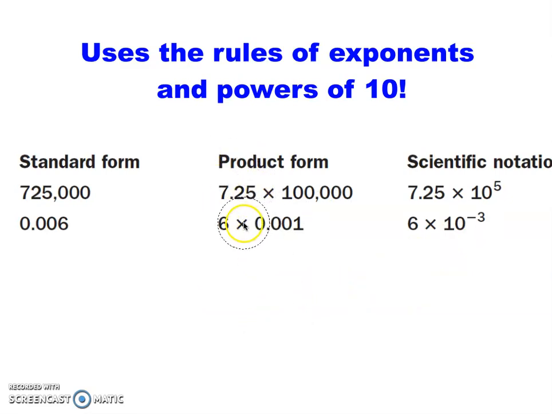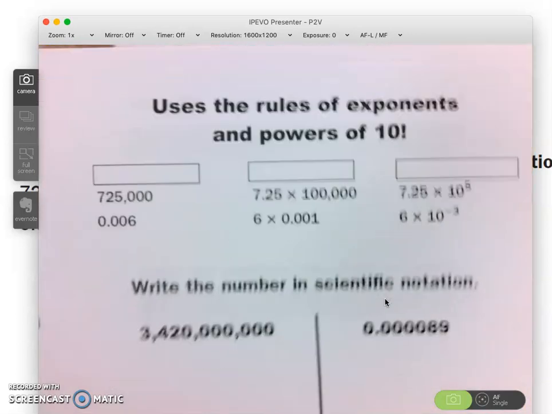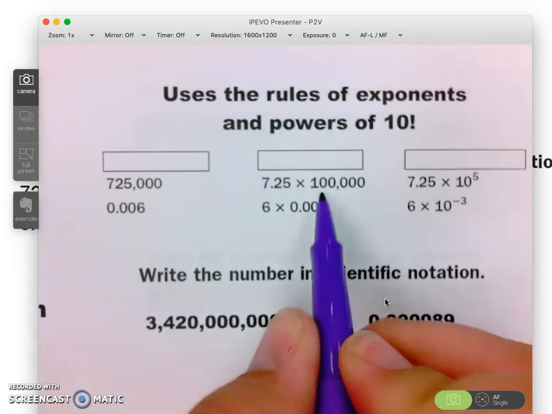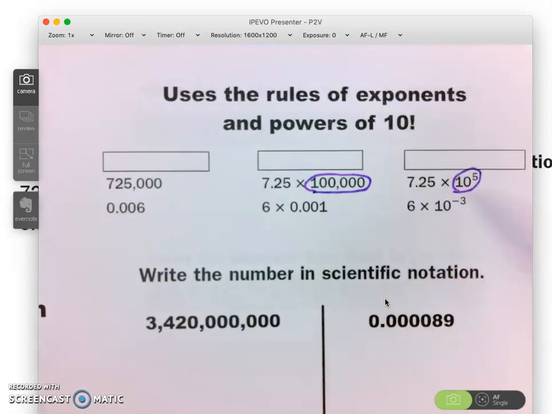7.25, or 7 and 25 hundredths, times 100,000. This would get me the same thing as here. And then this would be scientific notation. Writing this kind of bigger number, it's going to be 7.25 times 10 to the 5th. The only thing that we did here was we changed this 100,000 to 10 to the 5th power.